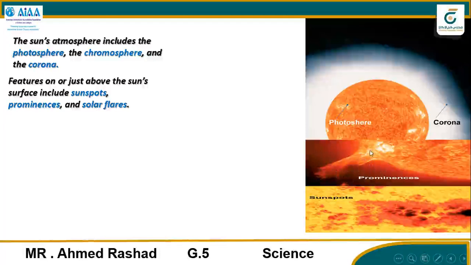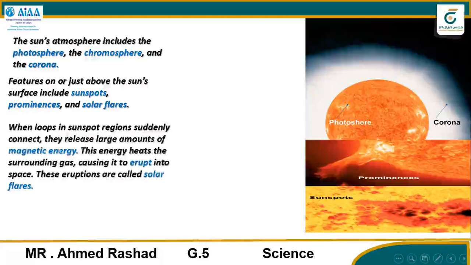So when loops in sunspot regions suddenly connect, they release large amounts of magnetic energy. So what is causing magnetic energy? That is large in the sunspots.